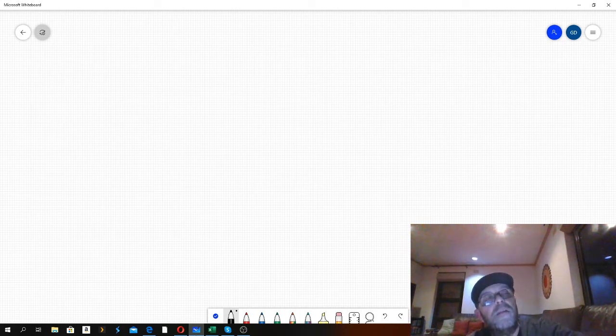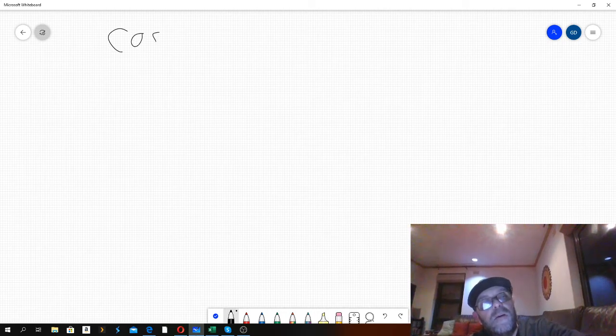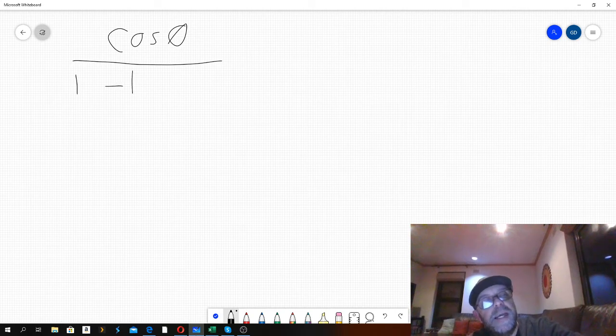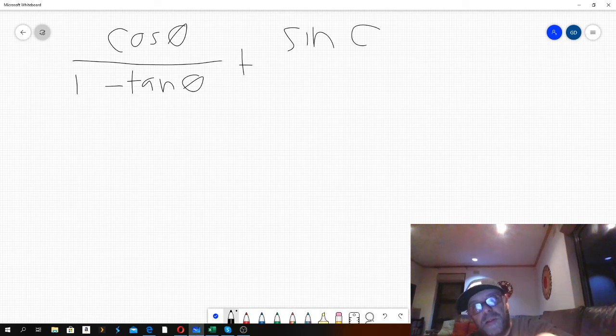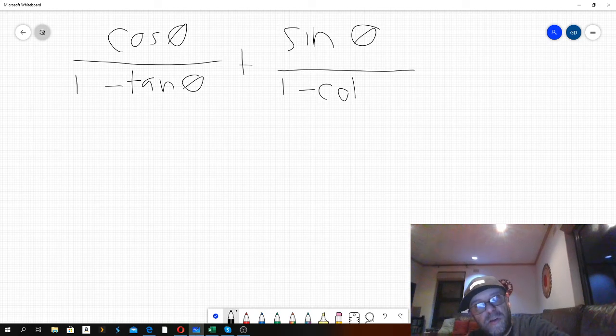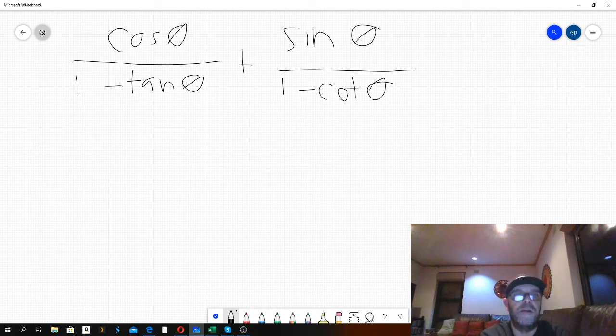So let's do that. Cos theta over 1 minus tan theta, and then we've got plus sine theta over 1 minus cot theta. Sorry, they used a, but theta's fine. We don't have to worry about that. It's just a different variable or angle.